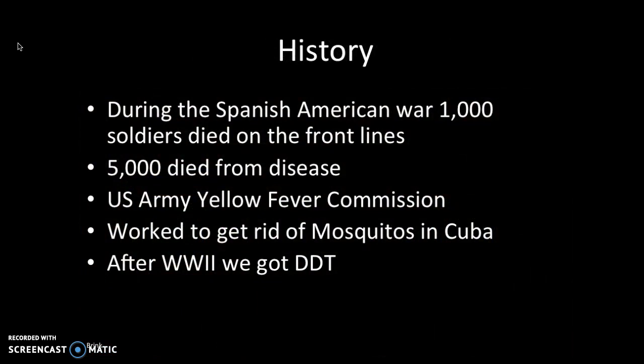During the Spanish-American War, there were 1,000 soldiers killed on the battlefield, while 5,000 died of disease in Cuba. Most of those deaths were due to yellow fever. The U.S. Army created the Yellow Fever Commission. They focused on getting rid of mosquitoes in Cuba and performed experiments to prove that yellow fever was spread through mosquitoes. The number of infected people declined as mosquitoes were killed and repelled away. Then after World War II, DDT started being used to try and keep the mosquitoes away.